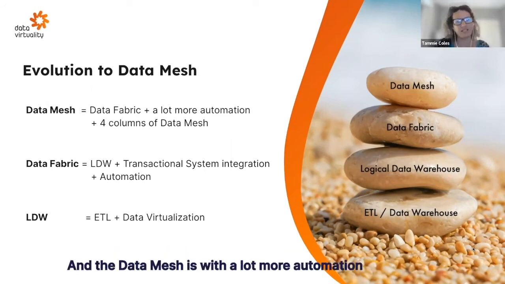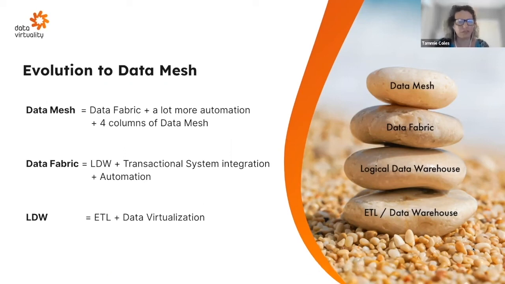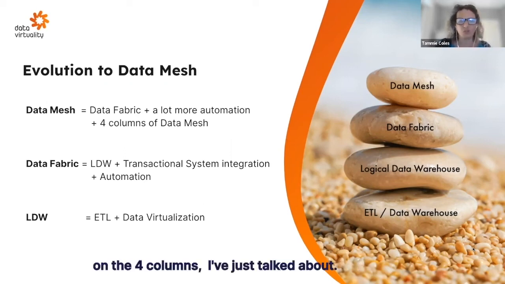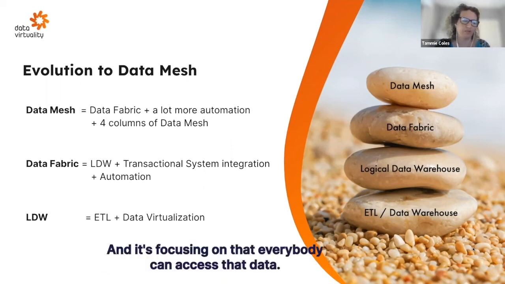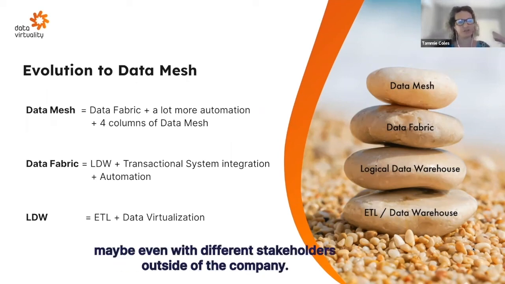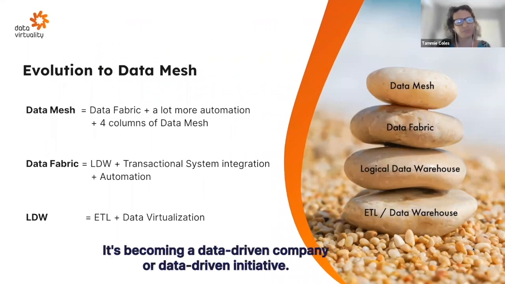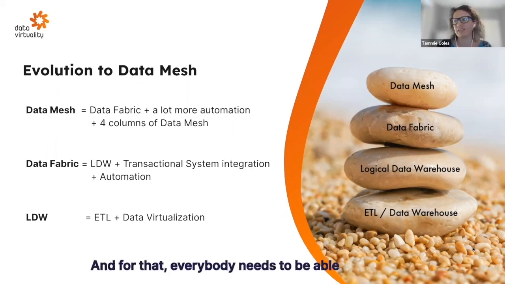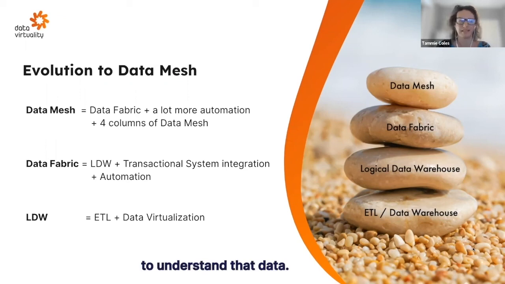And the data mesh is with a lot more automation on the four columns I've just talked about. It's focusing on the data outcome. It's focusing on everybody being able to access that data. It's focusing on sharing the data, maybe even with different stakeholders outside of the company. It's becoming a data-driven company or data-driven initiative. And for that, everybody needs to be able to use that data, and everybody needs to be able to understand that data. And that's really the evolution to data mesh.